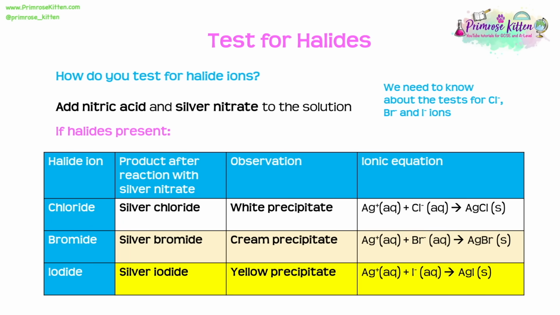The ionic equation for this is Ag+ (aq), which is the silver ions, plus Cl- (aq), those chloride ions, and they go on to form AgCl (s), which is the precipitate.